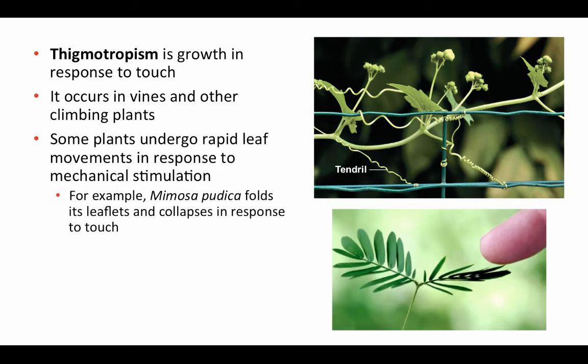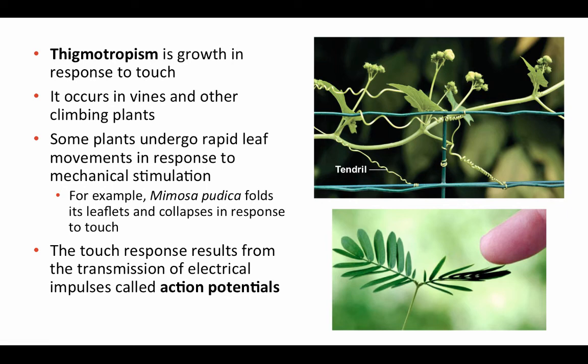Some plants undergo rapid leaf movements and respond to mechanical stimulation. So for example, these touch-me-not plants, Mimosa pudica, fold their leaflets and collapse in response to touch. And this actually can happen throughout the plant by just touching one little leaflet. So that signal is actually communicated at some distance from the source of that pressure. And this touch response that can move through the plant and be communicated relatively quickly results from the transmission of electrical impulses called action potentials. So this is similar in many ways to the way nerve transmission works in animals.